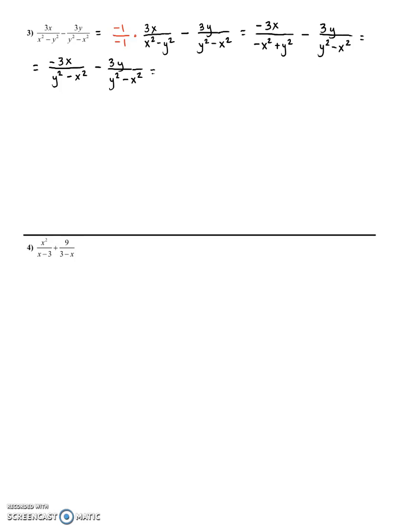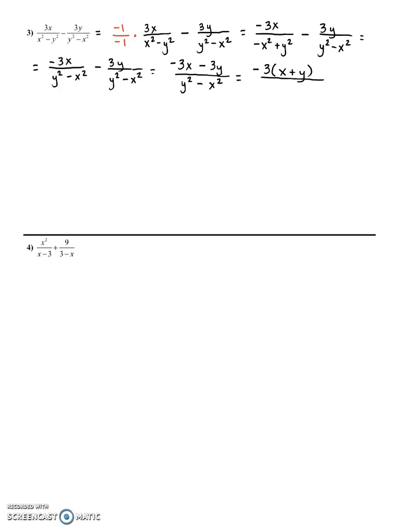So all we have to do is subtract our two numerators and put them over our denominator. So we have -3x minus 3y over y squared minus x squared. Now we need to factor. So our greatest common factor in the numerator is a -3, which leaves us with an x plus y.